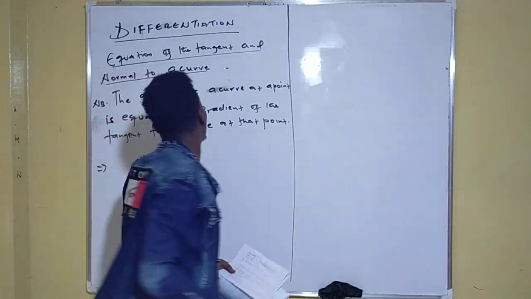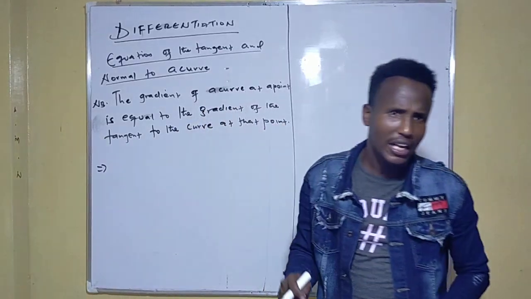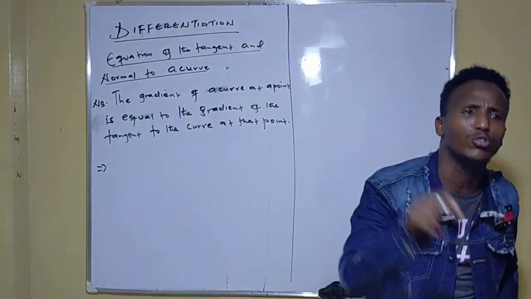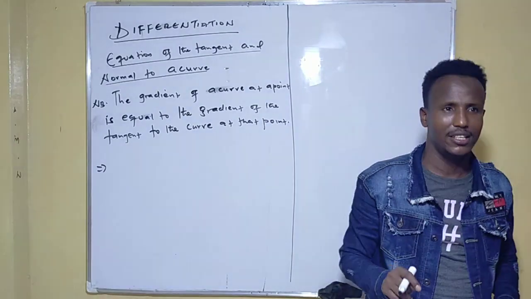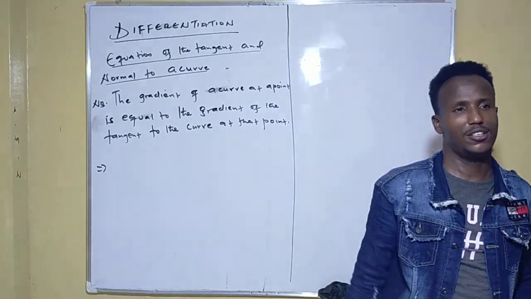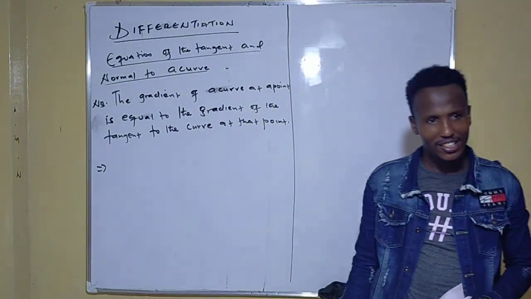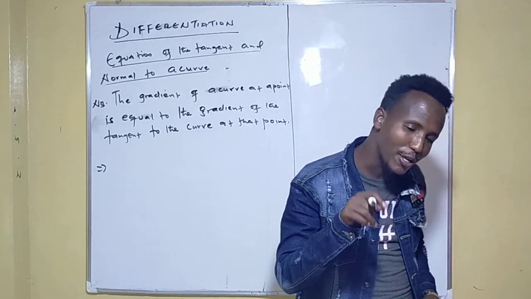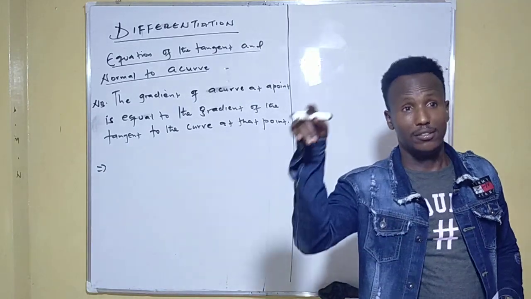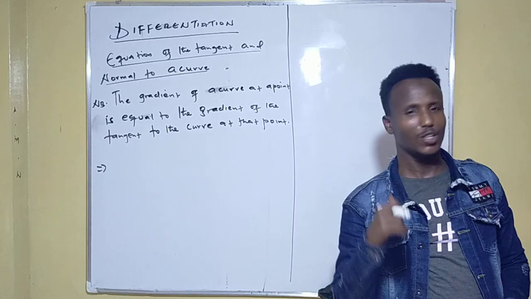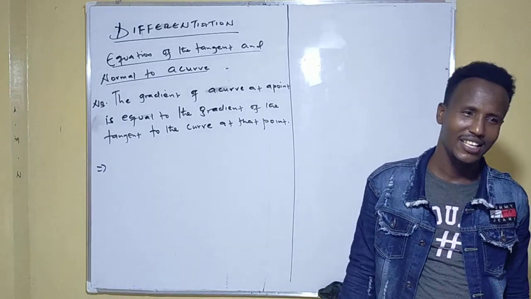Another one. What are we saying? Normal to the curve. Normal to the curve is the line which is perpendicular to the curve or to the tangent at that point of contact. What have I said? Normal to the curve is the line perpendicular to the curve or to the tangent at that point of contact. Just understand, brothers and sisters.